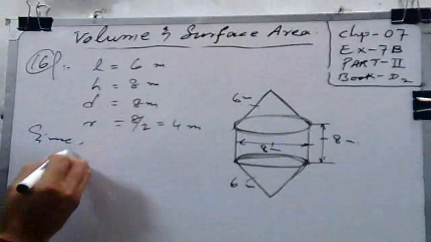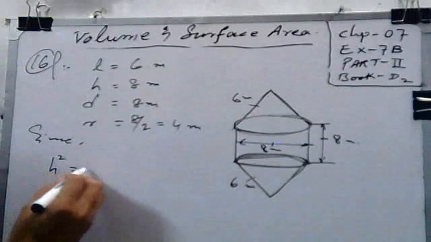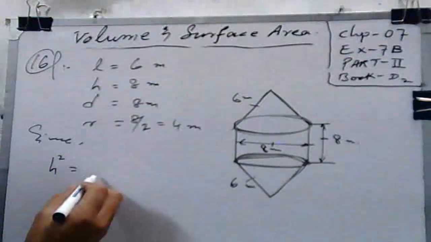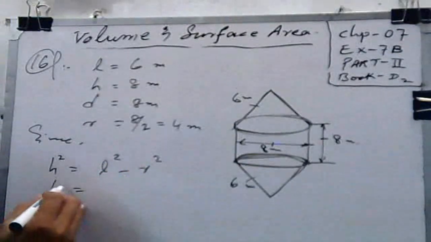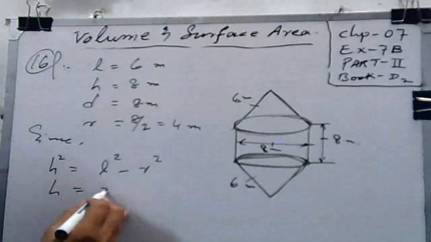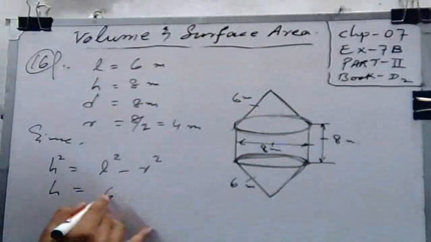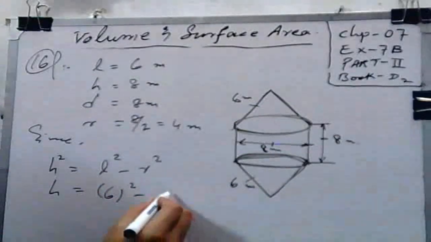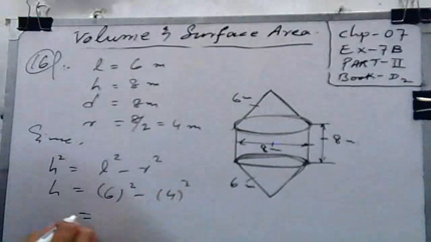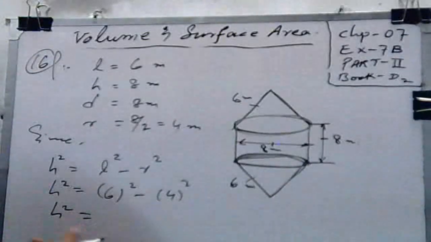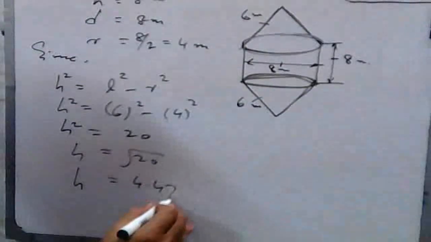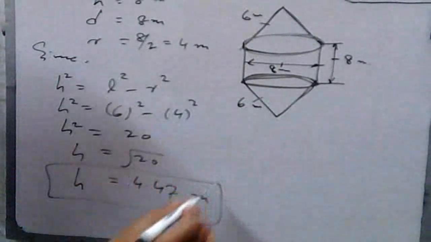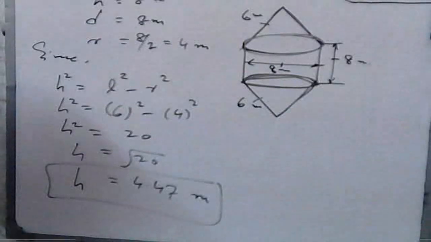If we see the diagram, we know that h square is equal to l square minus r square. So the value of h, l is 6, r is 4. So the value of h square is equal to 20, so the value of h is 4.47 meters.